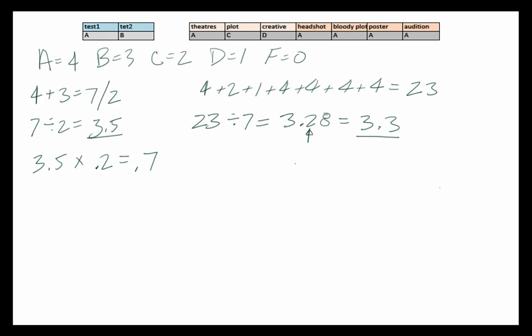My assignments are worth 75%, so I have 3.3. I'm going to multiply that by 0.75, and what I get there is 2.47. Now again, I round up and I get 2.5.